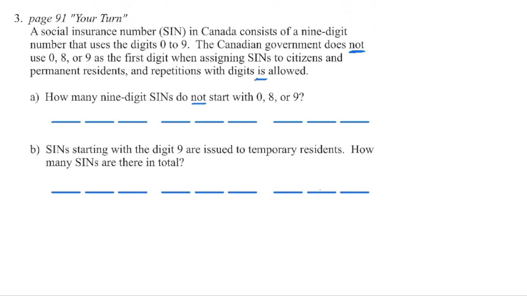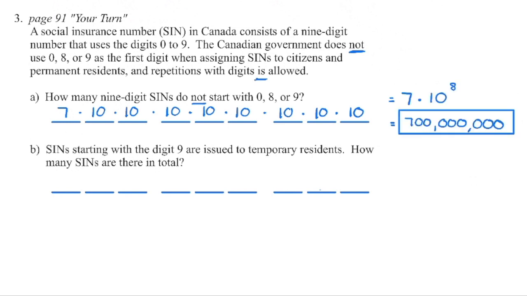So if I cannot put a 0, 8, or 9 in that first position, that means I have only 7 possibilities that can go into that position. Because we are allowed to repeat, whatever number goes here can also go here, and there's no other restrictions on the remaining spots. So I can have 10 possible numbers here, 10 possible numbers here, 10 possible numbers here, and so on. So the quick way of doing this is just to multiply. So I can see that I have 7 times 1, 2, 3, 4, 5, 6, 7, 8 tens. So 10 times itself 8 times is just 10 to the power of 8. Multiply that by 7 and we have 700 million different social insurance numbers that can be issued to citizens and permanent residents.